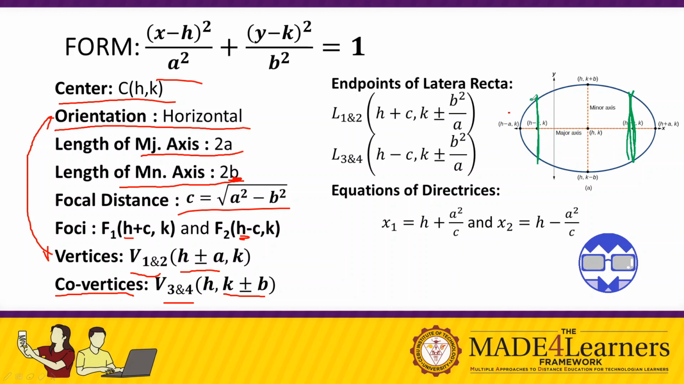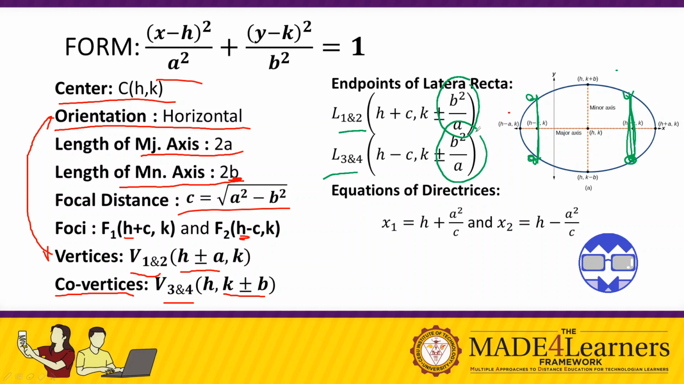Of course, if there are two latera recta or two segments, we have 4 endpoints. That's why we have 1 and 2, 3 and 4. So how do we get it? We simply add and subtract b squared over a. Further explanation on how to find the endpoints of the latera recta will be given in the example.